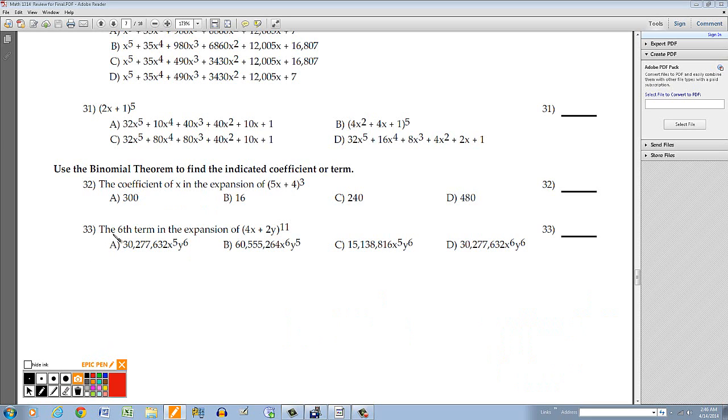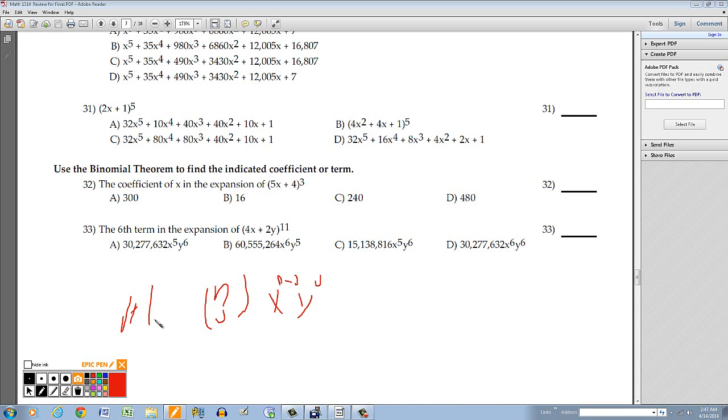Now the next one says you want the 6th term in the expansion. There's a formula for that also. Let me just say the j plus 1 term of an expansion is given by this formula. The x and the y that I'm putting here are going to be the terms of that expansion, which in problem 33 are the 4x and the 2y. The j would go here, and this would be n minus j.